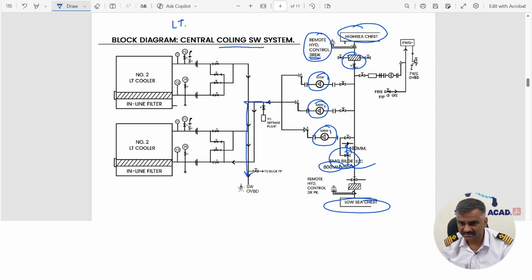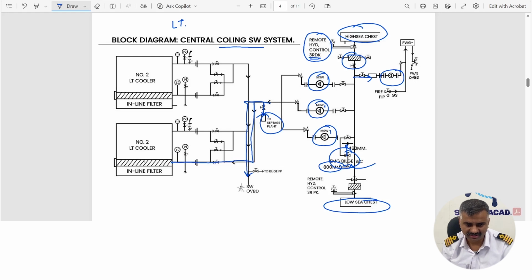The same line is also going to the ejector pump for the freshwater generator. From the same sea chest line, it is also going to the ejector pump. From this, a line is also going to the sewage treatment plant for flushing of the sewage treatment plant. Then this is the seawater inlet line to the cooler.